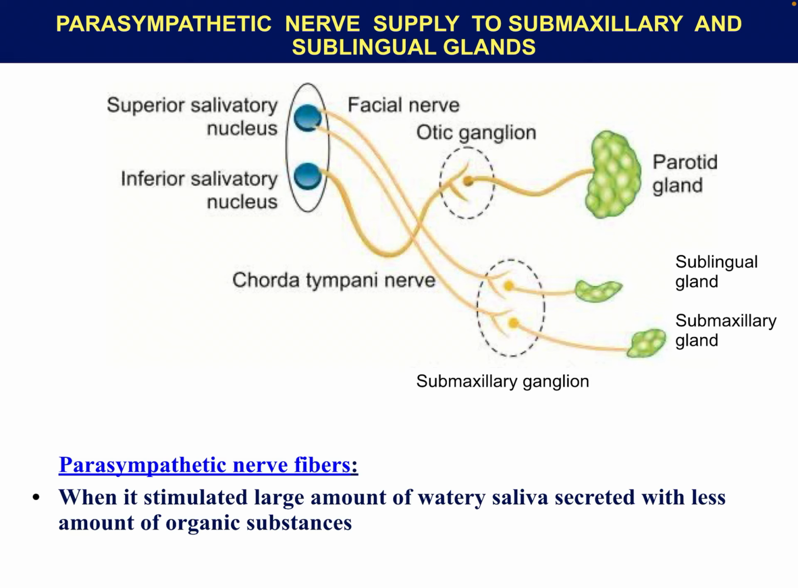The nerve fibers arising from the inferior salivatory nucleus terminate on the otic ganglion. Postganglionic fibers arise from this ganglion and terminate on the parotid gland. When it is stimulated, a large amount of watery saliva is secreted with a small amount of organic substances.